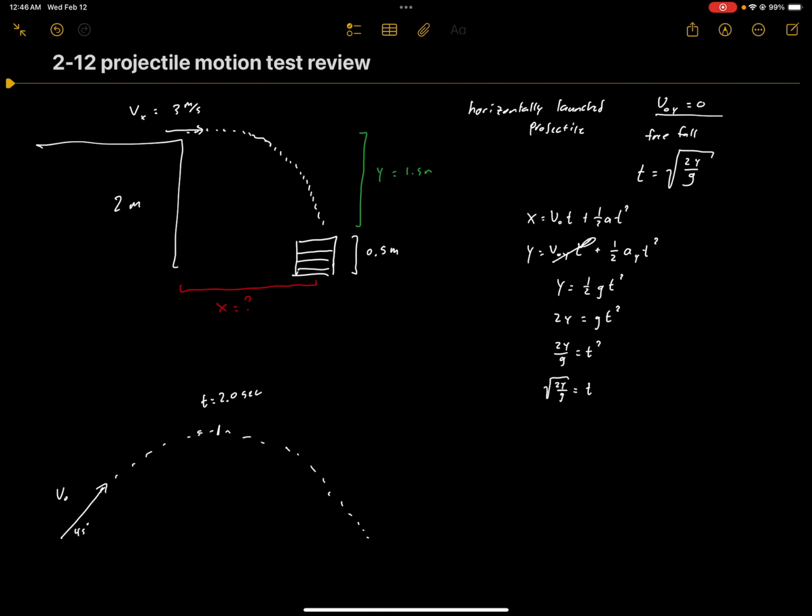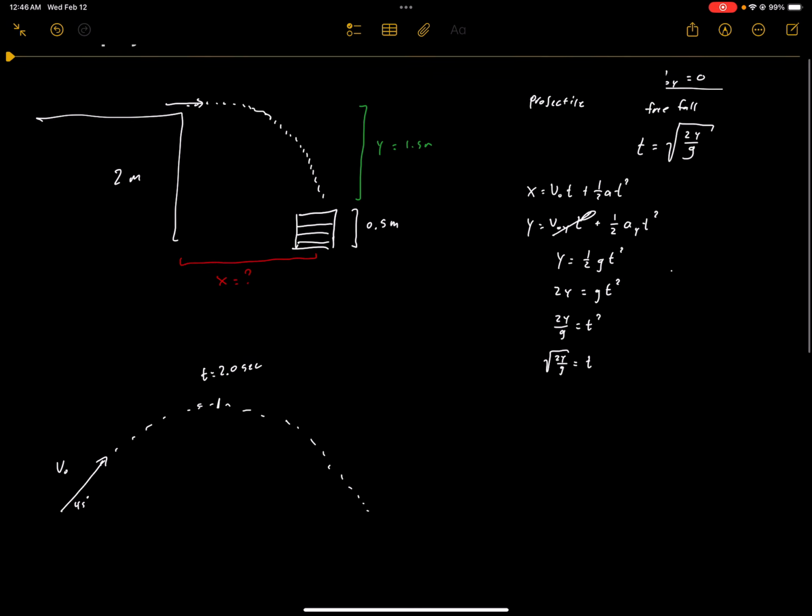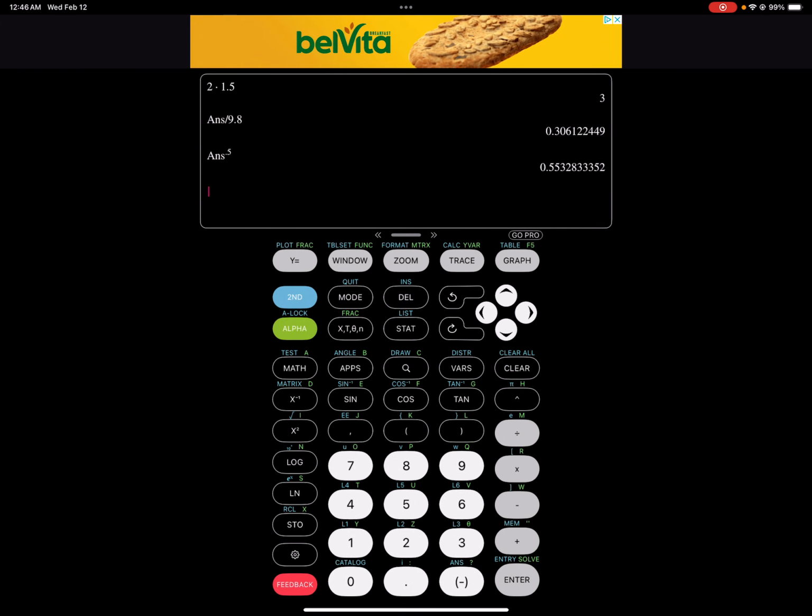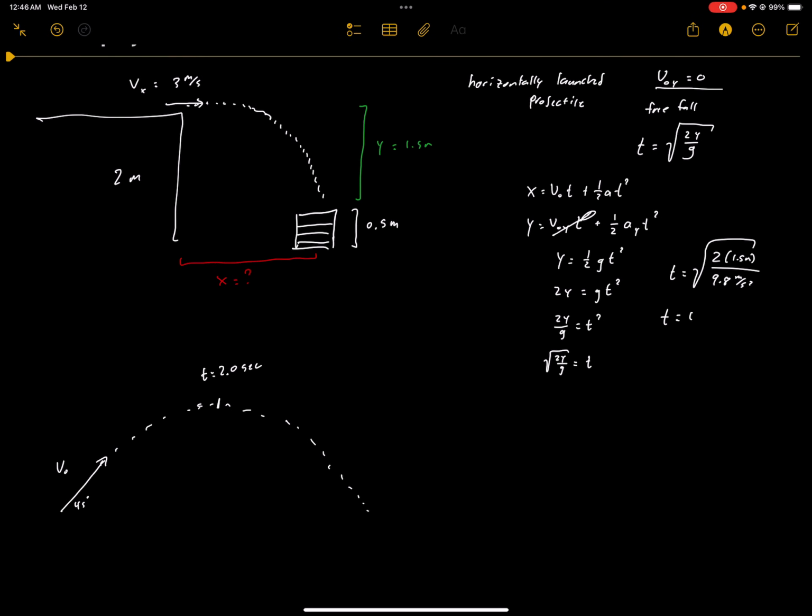So let's go back to here, and we get that t, here I'll just write it out, is 2 times 1.5 meters over 9.8 meters per second squared. I'm just leaving everything positive because I understand this projectile is falling down, going in the downward direction, and that's the same direction which is accelerating, the acceleration due to gravity. So here we do the math, and we just saw that t is equal to 0.553 seconds, and I'll underline that for now, to get the actual horizontal range.